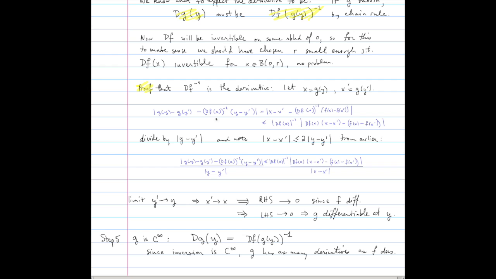The definition of this derivative operator is exactly shown here. So let's take a look at this left-hand side. We see G, and if this inverse operator is the derivative of G, then by definition, as y prime approaches y, the limit of this expression should be 0, right? And that's basically the definition of this operator as being the derivative of the map G. Okay, so in order to bound this thing, we just apply the following kind of argument.